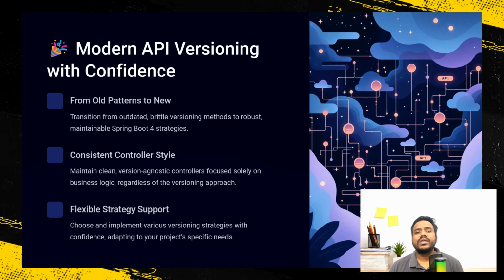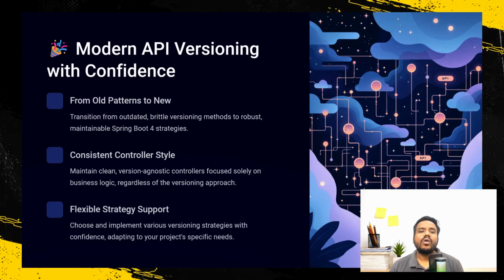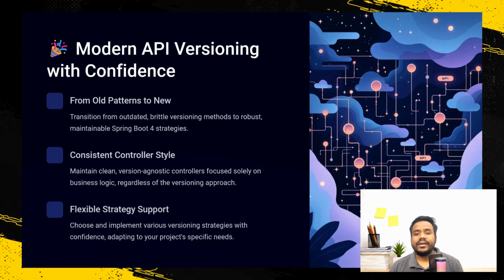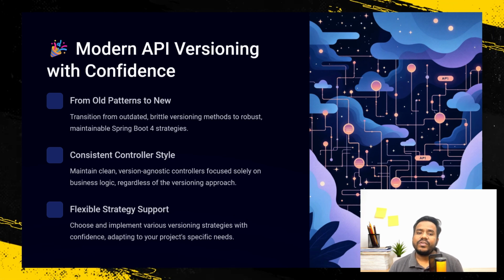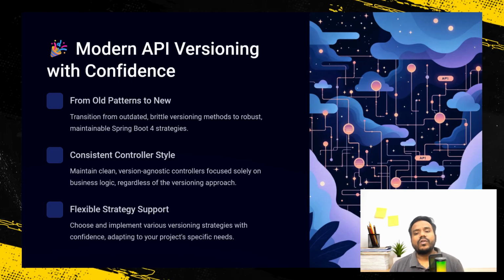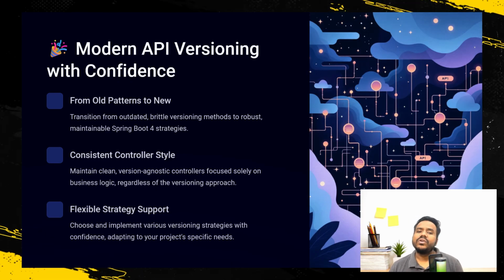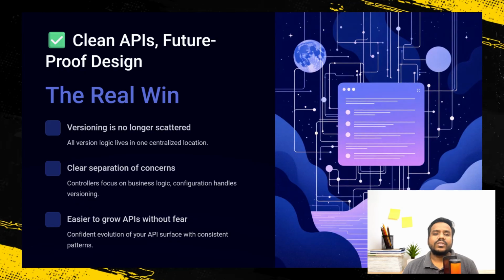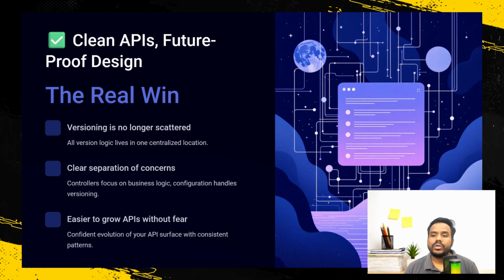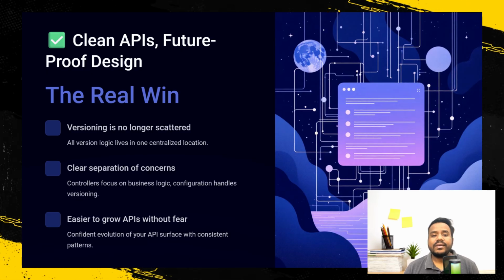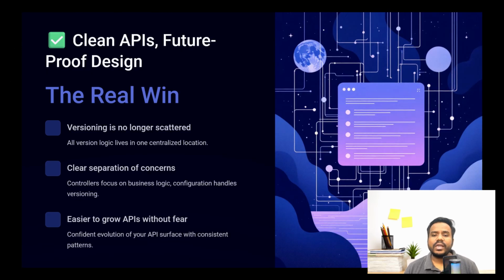We have covered the old way versus the new way, all four major strategies: header, query parameter, path, and media type. And we saw how to use both property configuration and Java configuration for version resolution. So the key takeaway is that Spring Boot 4 gives you first-class versioning support that uses a clean, consistent version attribute in your controller, regardless of how the client passes the version, making your code base dramatically cleaner.